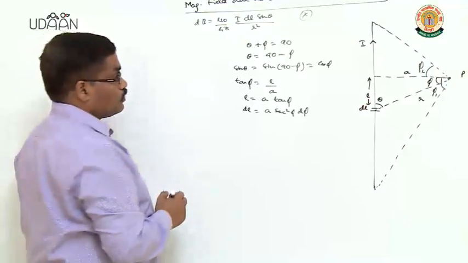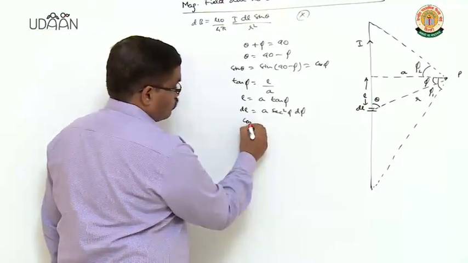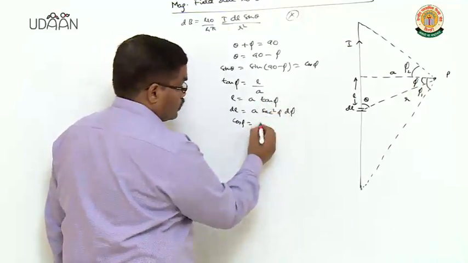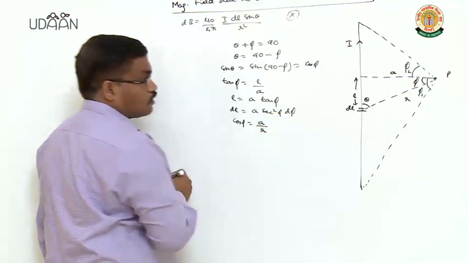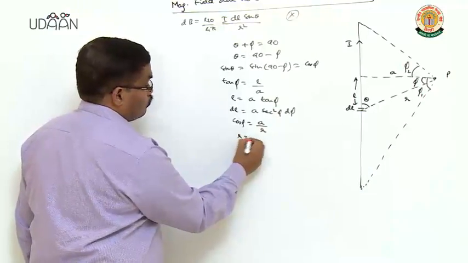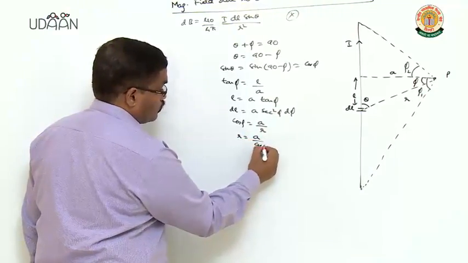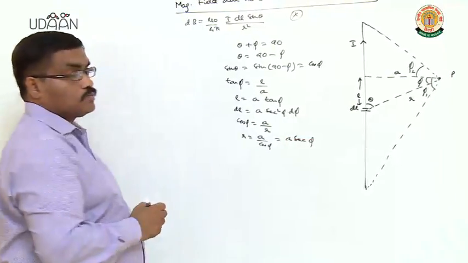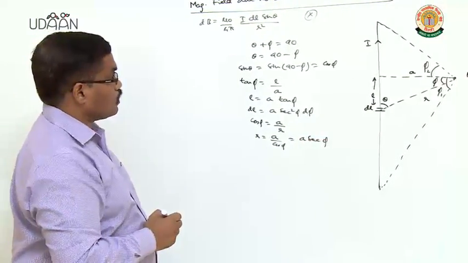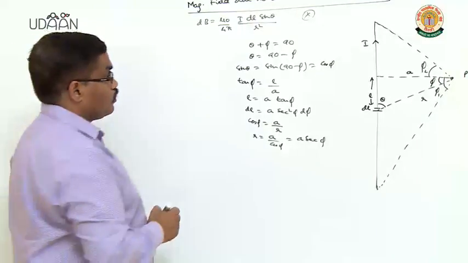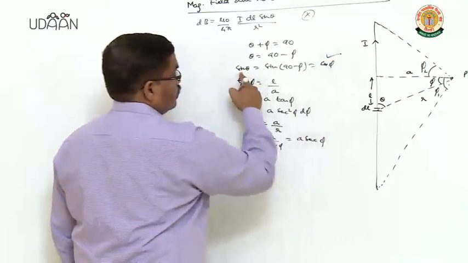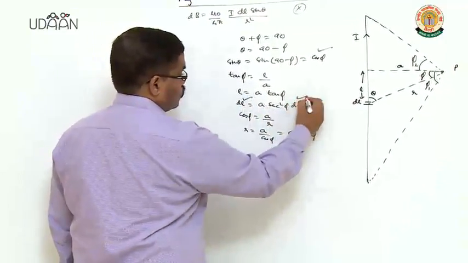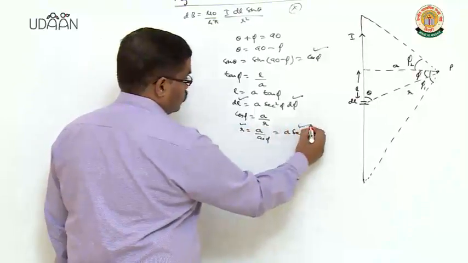Similarly, if you look at the figure, cos phi will be equal to base upon hypotenuse. Base is A, hypotenuse is R. So here R will become equal to A divided by cos phi, that is equal to A sec phi. So I have all the variables converted in terms of phi. Now I'll substitute instead of sine theta, cos phi. Instead of dl, I'll substitute this. Instead of r, I'll substitute this.